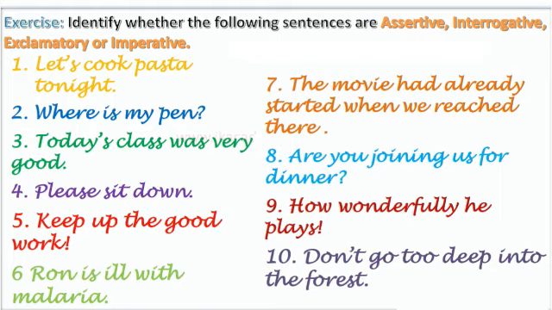Now let's go into an assignment. Identify whether the following sentences are assertive, interrogative, exclamatory or imperative. As I read out the sentences, please make a note of it in your homework notebook, and then I want you to find out whether it is assertive, interrogative, exclamatory or imperative. And when I meet you in the next class, we shall discuss the answers.